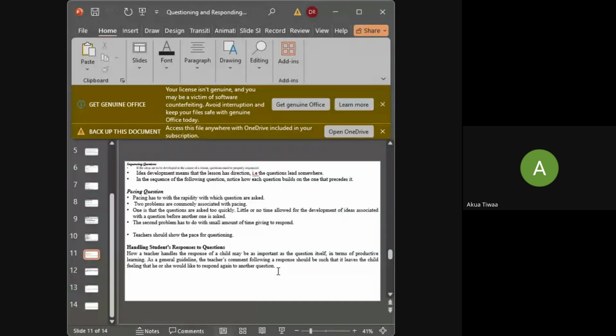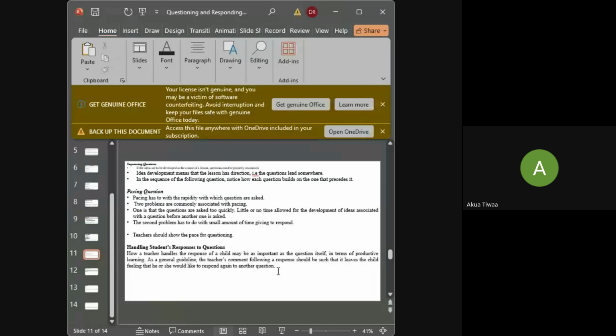Then we have pacing question. So you see that in your off-campus teaching practice, there will be a pace and audibility of voice. Are you running with the lesson? Or are you too slow with the lesson? So pacing has to do with the rapidity with which questions are asked.